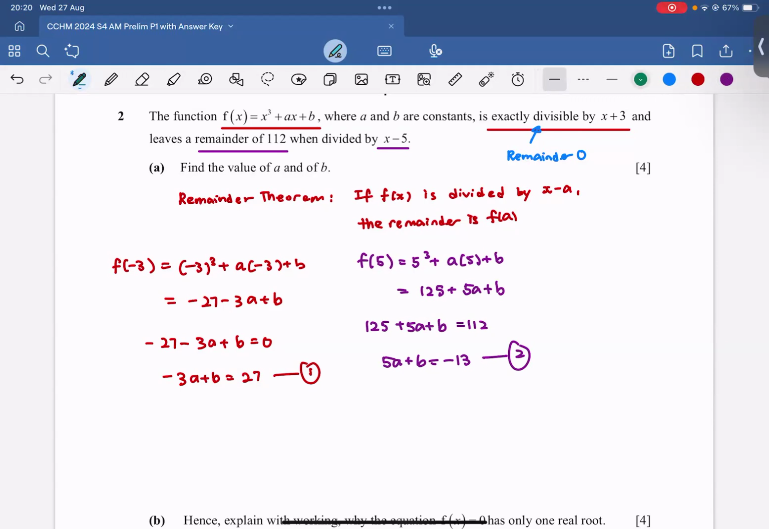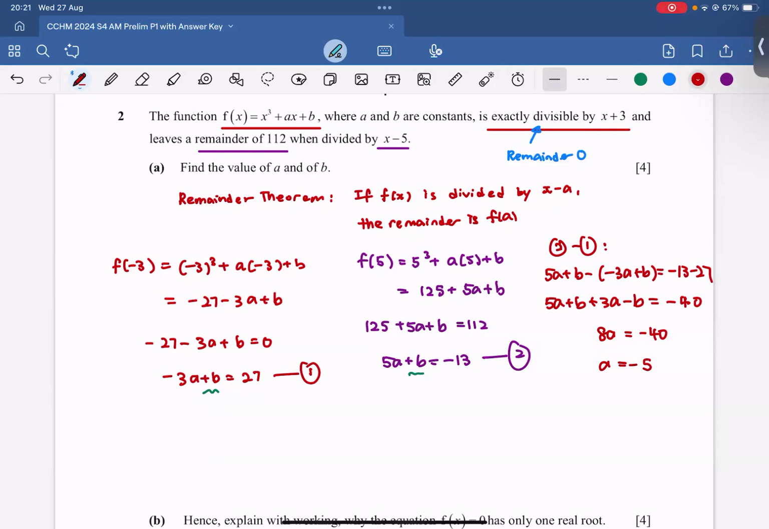Okay, so how do we solve our equations? Since we recognize that actually these two have the same b, we can just use elimination. So I take 2 minus 1. So we have 5a plus b minus negative 3a plus b equals to negative 13 minus 27. Okay, open up: 5a plus b plus 3a minus b equals to minus 40. So we have 8a equals to minus 40, a equals to minus 5.